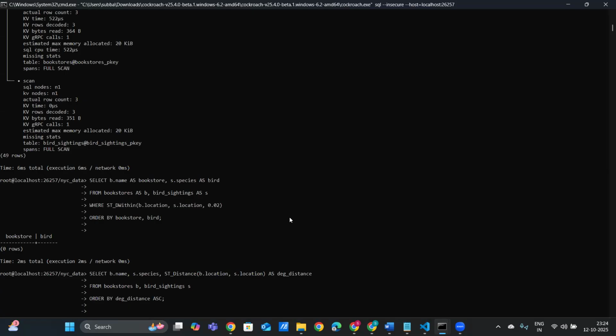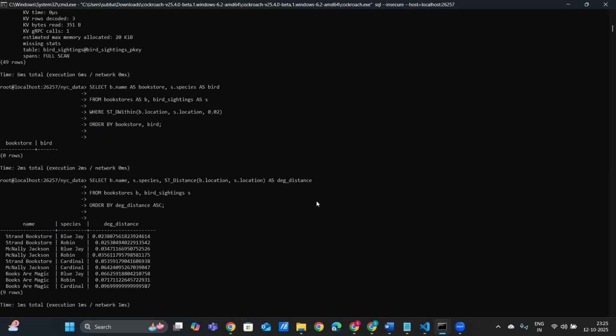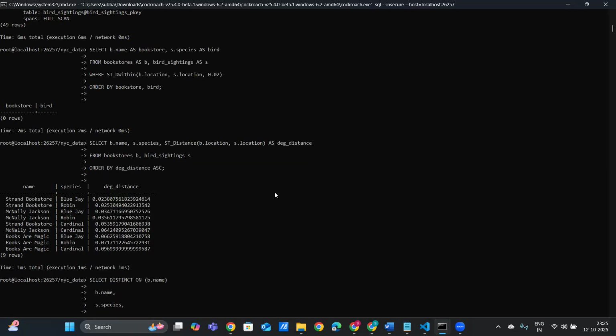ST_DWithin finds bird sightings within about 2 kilometers of each bookstore. This is a classic proximity search pattern used in local recommendations and logistics. So let's get into the second query, which is distances. Here, as we see, ST_Distance returns pairwise distances, in degrees here. Sorting shows which bookstore is closest to which bird sighting.